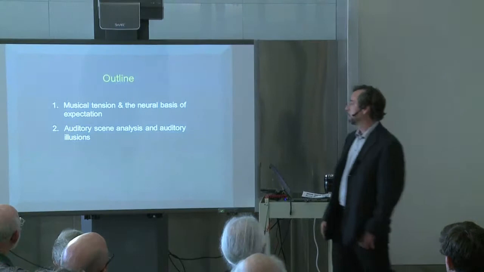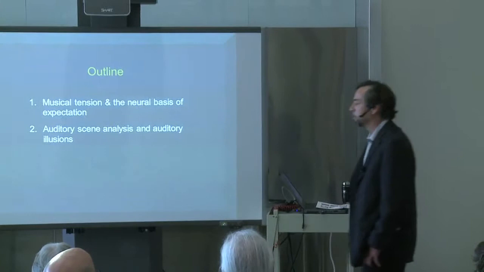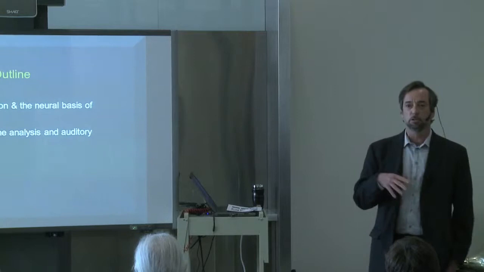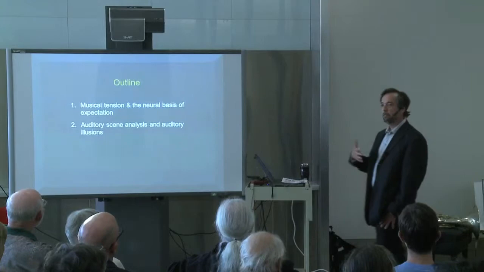So the 2 points that I'm going to make, I'm going to talk about musical tension, and I'm going to talk about how that relates to the neural basis of expectation. And that's going to sort of lead nicely into Jenny's talk, the last science part of the talk. And I'm going to talk about what's called auditory scene analysis and auditory illusions. And what that refers to is how we identify particular musical instruments, for example, that are playing in an orchestra, and in the cases in which we can identify and separate those out, and the cases in which we can't.